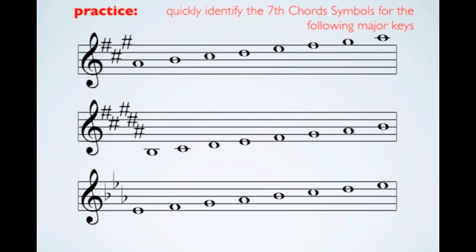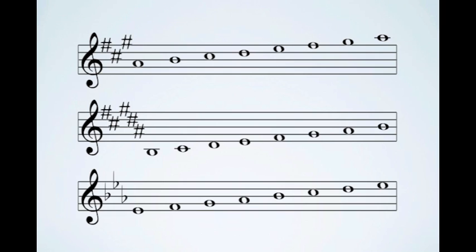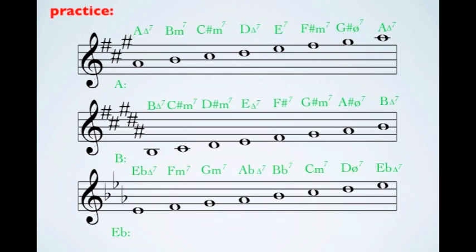Practice. Identify the diatonic 7th chords that would be built on each of the scale degrees in the following major keys. And the answers.